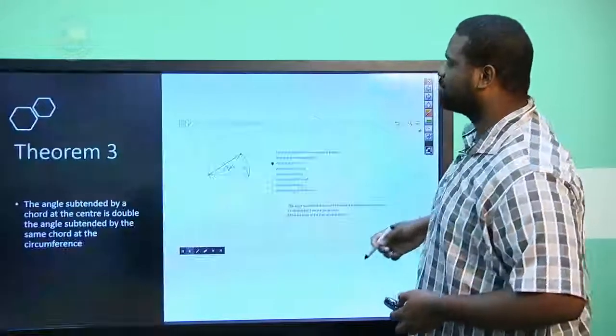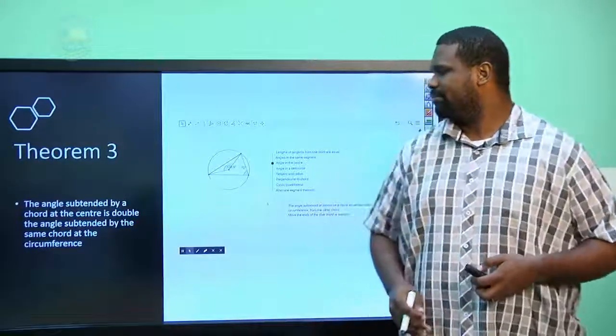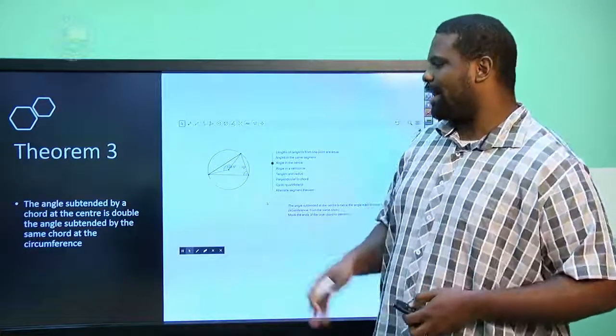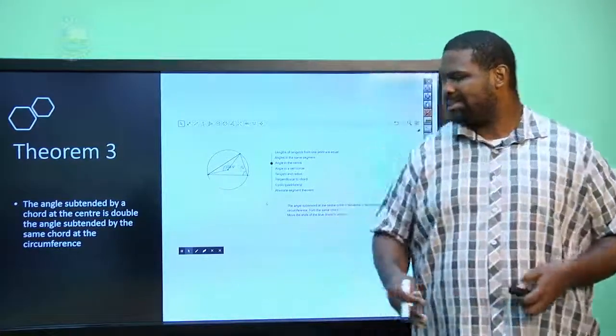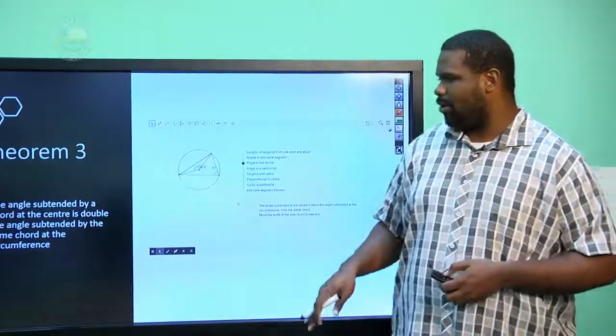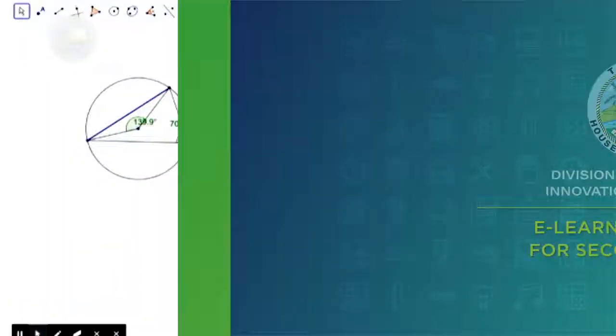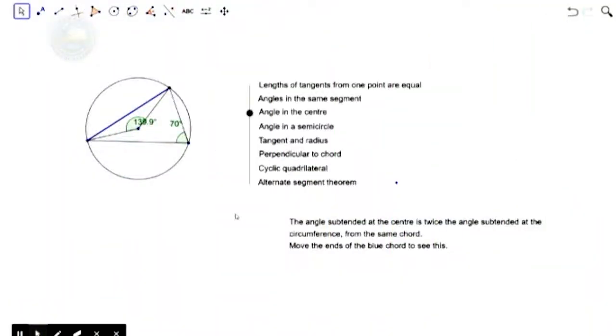But let's move on. The third theorem that we want to look at today says that the angle subtended by a chord at the center is twice the angle subtended by the same chord at the circumference. Let's see if we can get some explanation from this video. So this rule says that the angle subtended at the center is going to be twice the angle subtended at the circumference from the same chord.